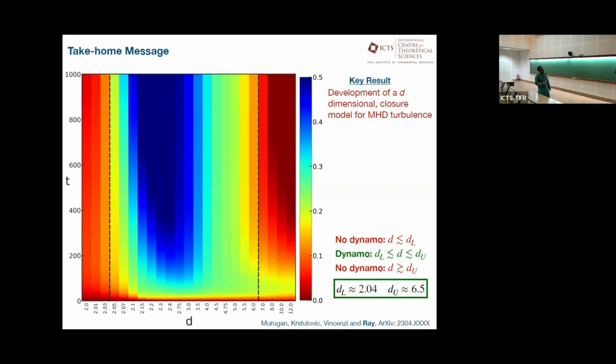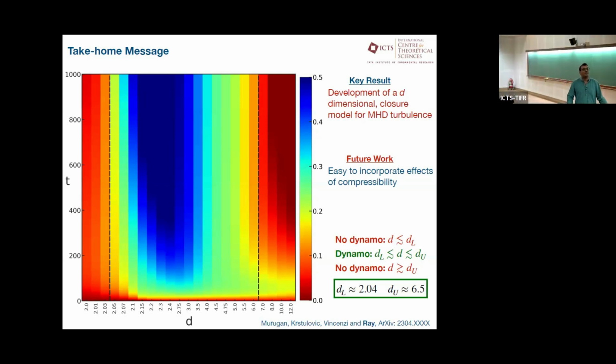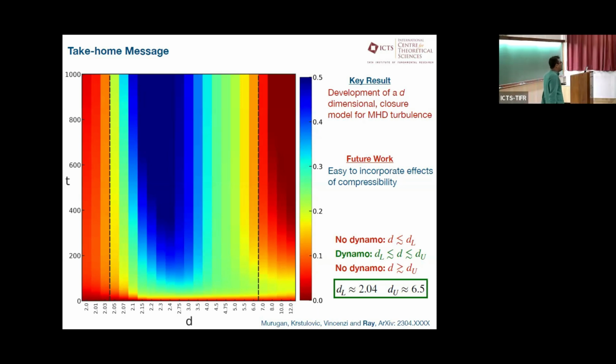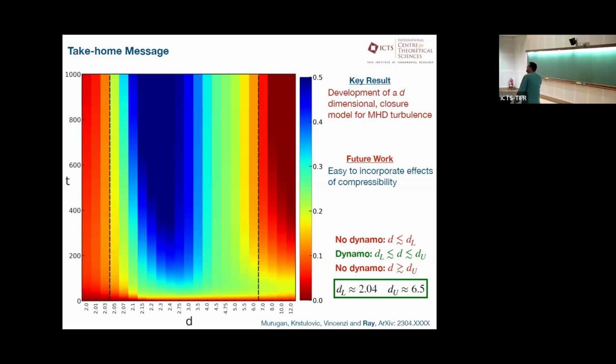But apart from that, and I really think this is a very interesting result that Sugan came up with, is the fact that he was able to develop a d-dimensional closure model for MHD turbulence, something that we know how to do in fluid turbulence, but much harder to do in these coupled sets of equations. And future work is to incorporate the effects of compressibility. We know how it can be done in our closure models, but it has to be done. And at some point, hopefully this will be done, and we live to tell the tale of that.